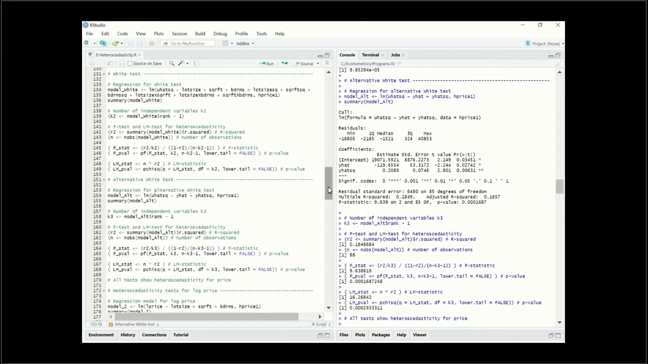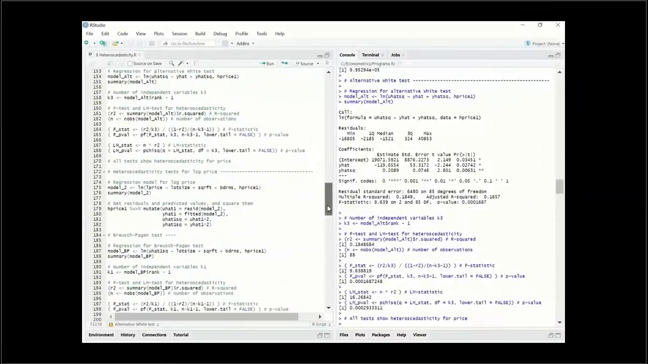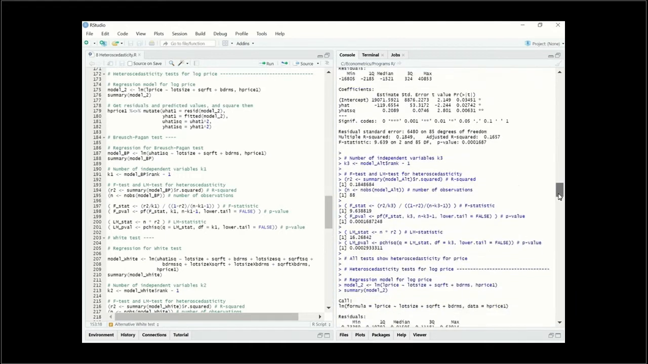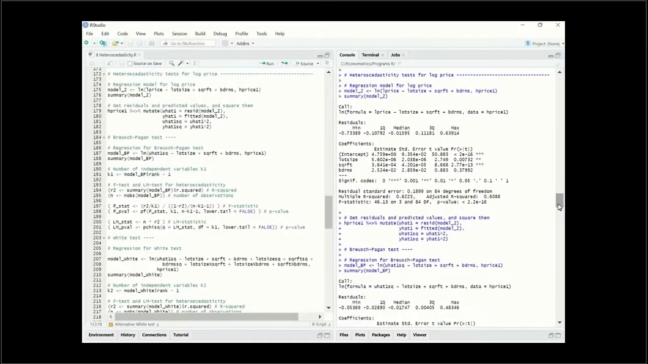Okay, so we tested price with 3 tests, including the Breusch-Pagan, the white, and the alternative white tests, and we found heteroscedasticity. So now let's very quickly repeat exactly the same tests, but this time for the log of price. So I'm going to go a little bit faster because everything is the same, except that the dependent variable is a little bit different. So here, I will use log price for the dependent variable, same independent variables. So let's see if we see heteroscedasticity in this model.